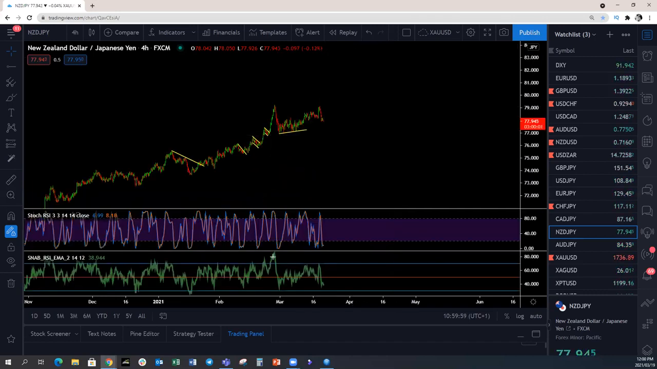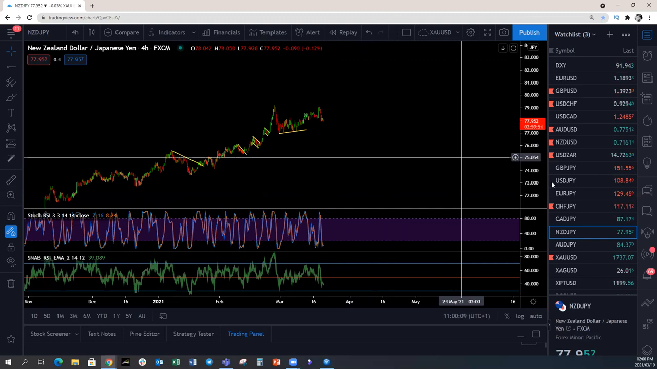If you look at the RSI, look at this. Okay, this did not even make a new high, but the RSI has made a strong move to the downside. That's showing us that we should get a deeper correction here.